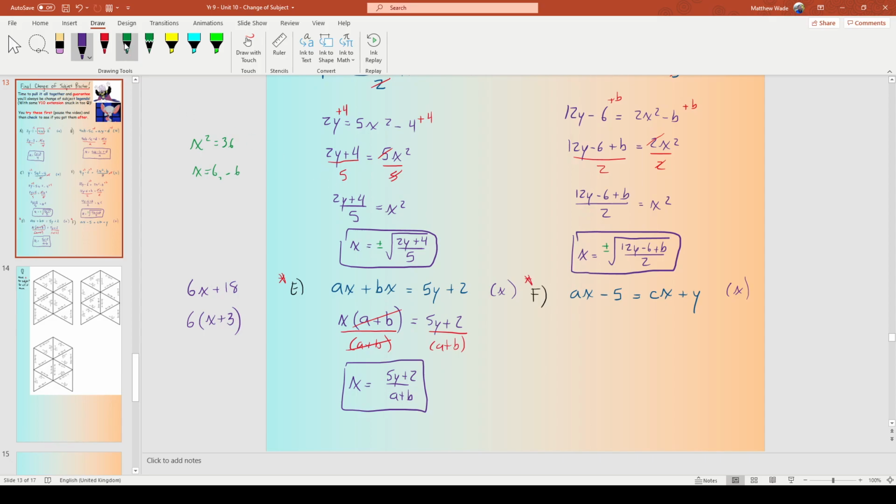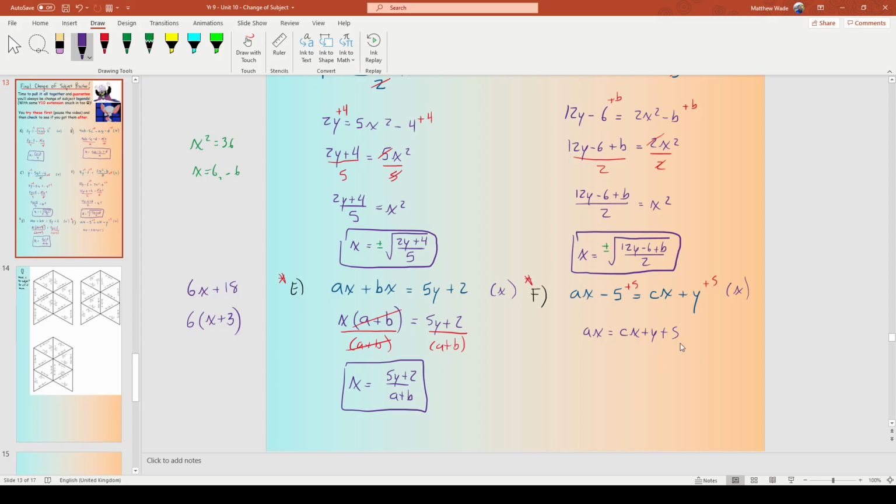Okay, and you're back. Let's see how you did it. Okay, we got to get everything that's an x over to the left-hand side and everything that's not over to the right-hand side. So first things first, I don't like that minus 5 because it's not an x, so I'm going to plus 5 to both sides. That'll leave me with, I'm going to do it in 2 steps. It'll just be ax on this side, and that's going to equal cx plus y plus 5.